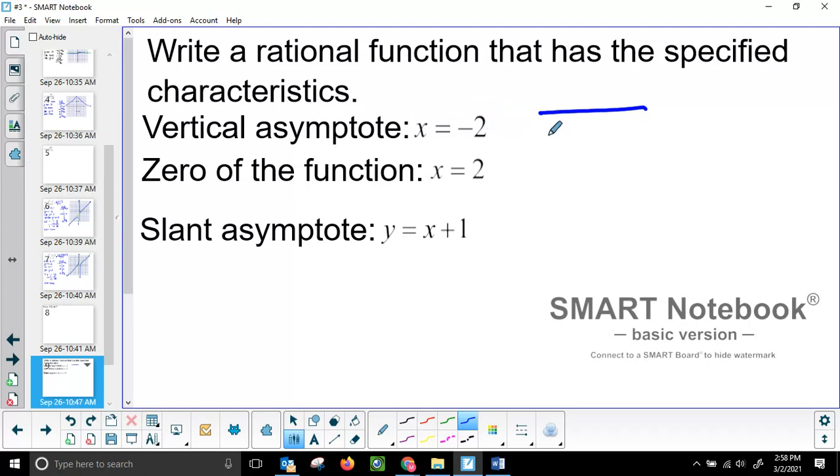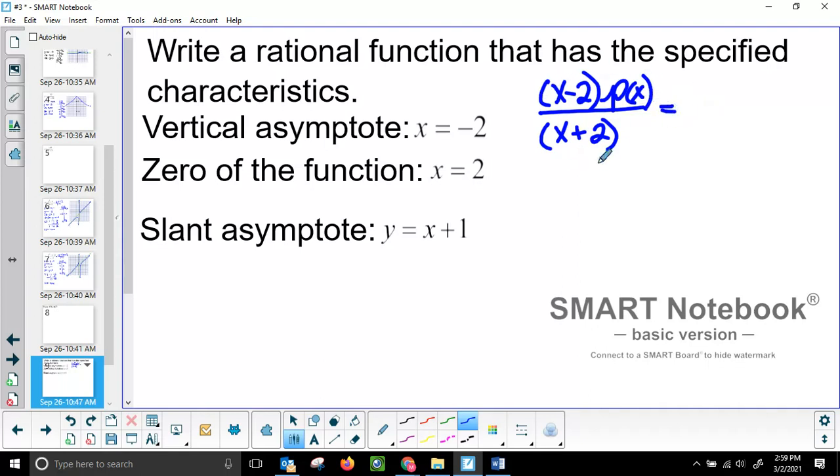Well, to have a vertical asymptote of x equals -2, I have to have a factor of x plus 2 in the denominator. To have a 0 of x equals 2, I have to have a factor of x minus 2 in the numerator. All right. Now it says I have a slant asymptote, which means the degree of the numerator has to be exactly 1 larger than the degree of the denominator. So I'm missing some term over here, some piece. It's going to be linear, so just of the first degree, but we don't know what it is.